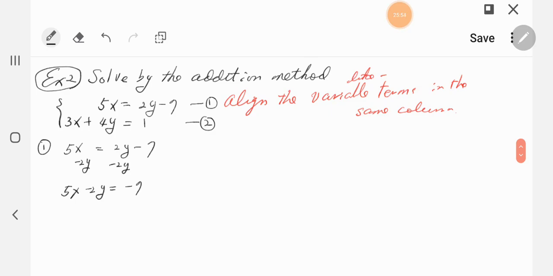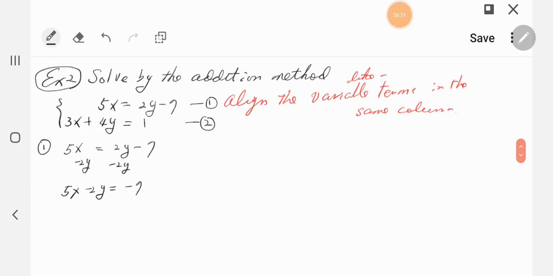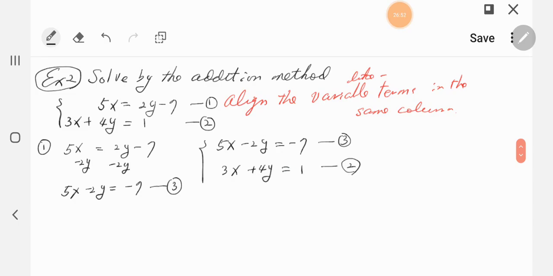When you move a term to the other side, always change the sign. So we move 2x from right to the left, and 2x becomes minus 2x. Let's say this is equation 3. And then equation 2, we can rewrite it. So we rewrite the new equation in place of the first equation: 5x minus 2y is equal to negative 7. This is equation 3, and the second equation is unchanged. Make sense? So we just rewrote the first equation, and that is equation number 3.